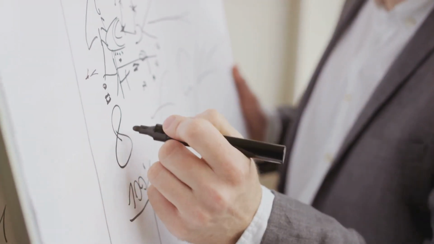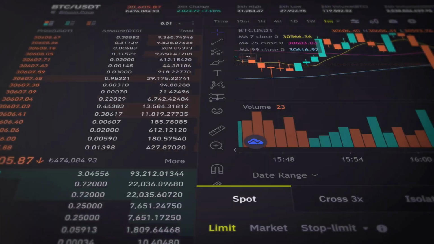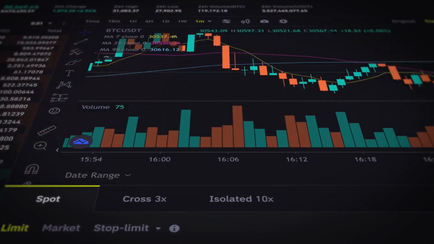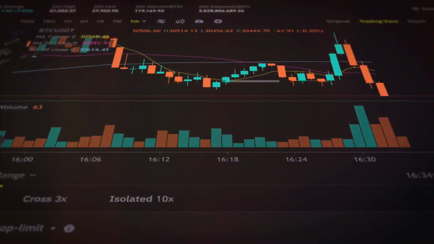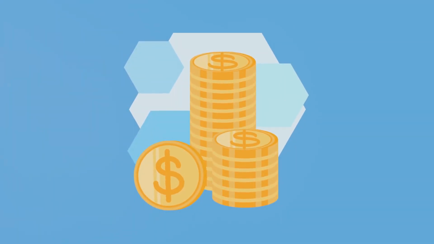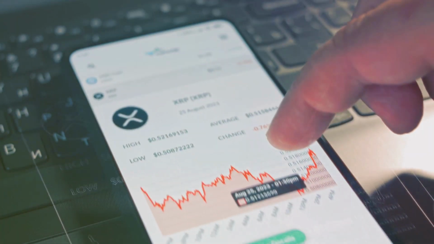Before we get into the how-to, let's understand what liquidity pools are and why they're important. In simple terms, a liquidity pool is a collection of tokens locked into a smart contract on a decentralized exchange, or DEX. Think of it like a big pool of money that facilitates trading. This pool provides the necessary liquidity for users to buy or sell tokens smoothly.